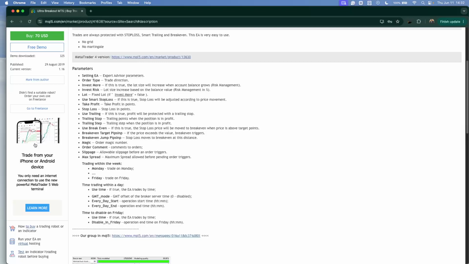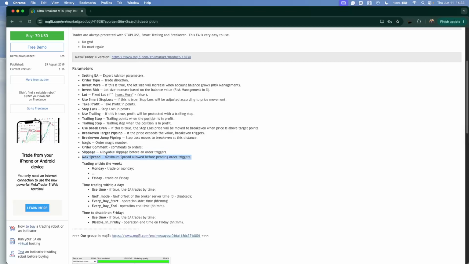Now, the settings in the market include order type for both buy and sell, which determines the trade direction, and there is also risk-based money management that scales with your balance. There's the option for fixed lot, and there's the smart stop loss. There's a trailing stop with step. There's break even after a certain target, and also there's slippage control. And also we have the max spread filter to avoid bad conditions.